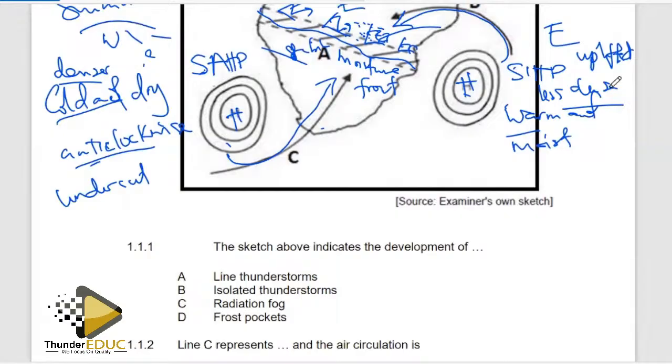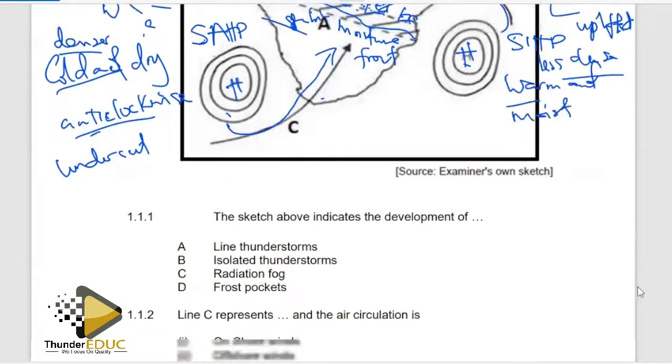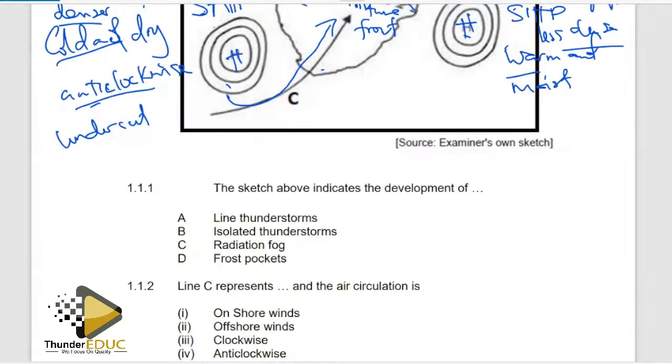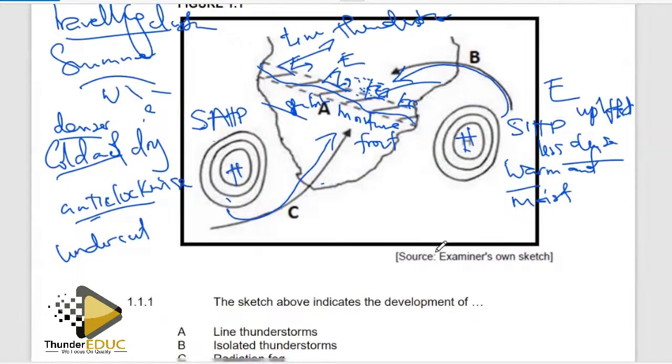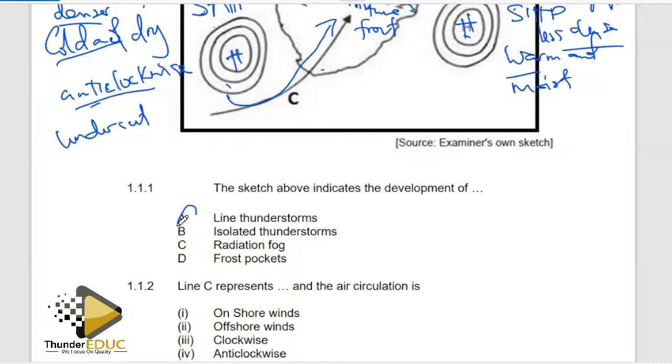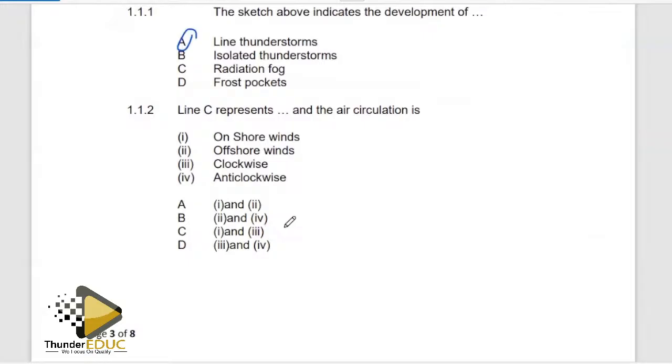Right. Number 1.1.1, it says the sketch above indicates the development of what in that system. Is it line thunderstorms, isolated thunderstorms, or radiation fog or frost pockets? The correct response is line thunderstorms, according to what we have been discussing. We have a series of thunderstorms occurring on the eastern side of the moisture front, which is a line thunderstorm situation. So it's correct for line thunderstorms. Right, move on to the next question.